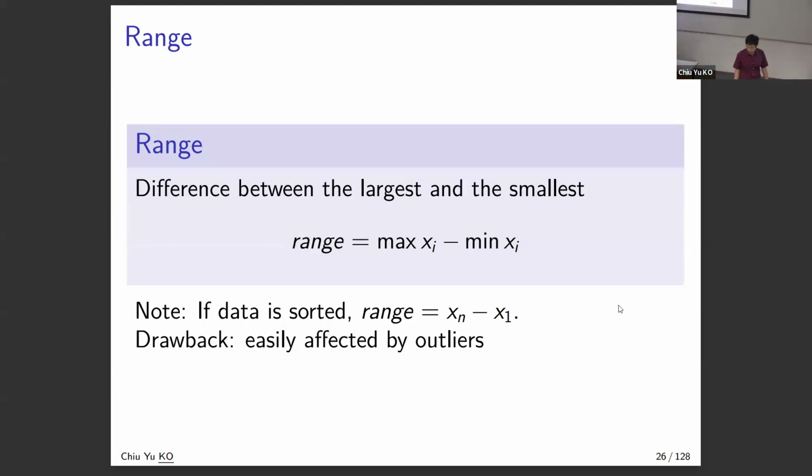Of course, if they're sorted, it is xn minus x1, right? And again, the problem, same as the mean, is that it's affected by outliers, because we only use the 2 numbers, the biggest and smallest. If they change, then the range changes.